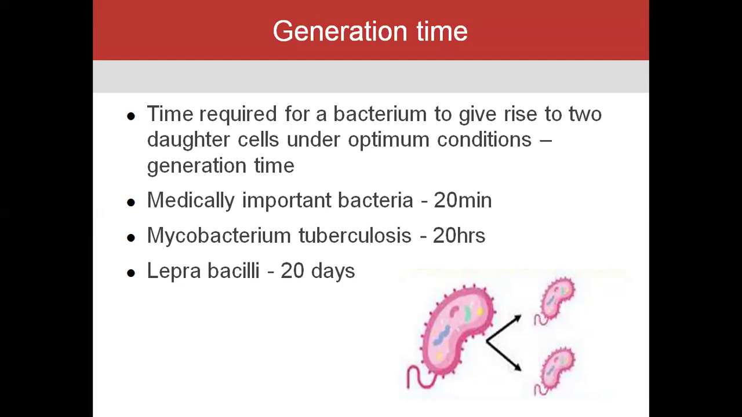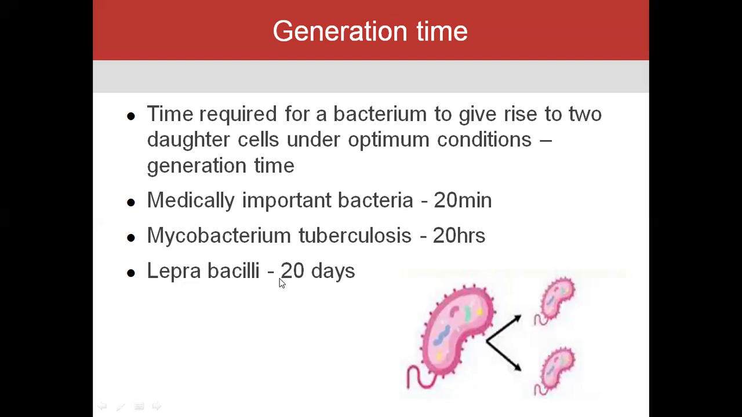Most of the medically important bacteria have a generation time of 20 minutes. Like if you take either E. coli or staphylococci, they divide within 20 minutes, which means for every 20 minutes, the number of bacteria will double. In the case of Mycobacterium tuberculosis, the generation time is 20 hours, meaning for every 20 hours, the number of bacteria will double. So that's why it is a slow growing bacteria.